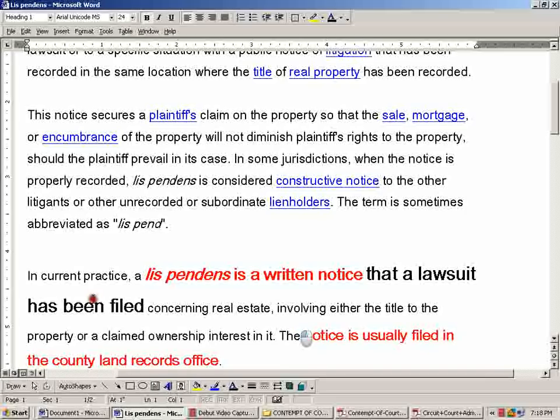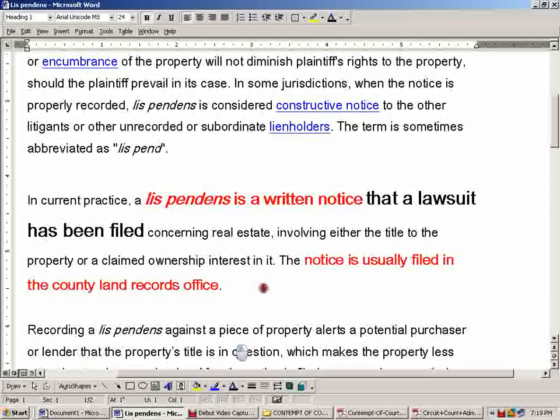In current practice, a lis pendens is a written notice that a lawsuit has been filed concerning real estate involving either the title to the property or the claimed ownership interest in it. The notice is usually filed in the county land records office. So this just said the notice is in the land records office, and that's where you would find it here in Michigan. You go to the register of deeds, if that's where the land records are supposed to be. That's what they say. Because when you go online and look it up, it says you're going to look at the land records. Okay, well, that's where the notice was.